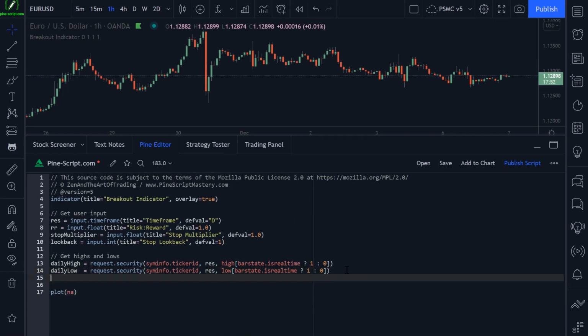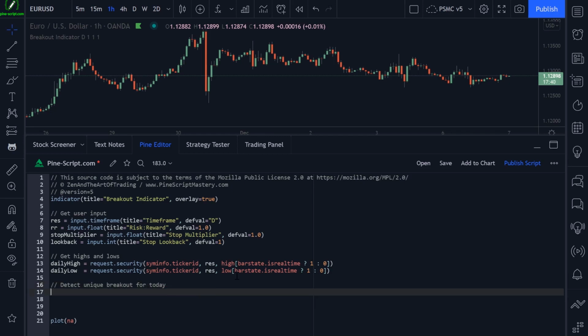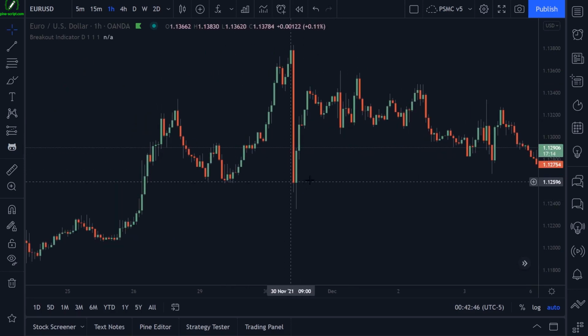So moving on, the next thing we need to do, now that we have our highs and lows, is detect unique breakouts for today. Fix that typo. So the first thing we need to do here is create some flags. A flag in programming is kind of what it sounds like. Once something happens in our script, we generate a flag variable which indicates to the script that it should no longer do something.